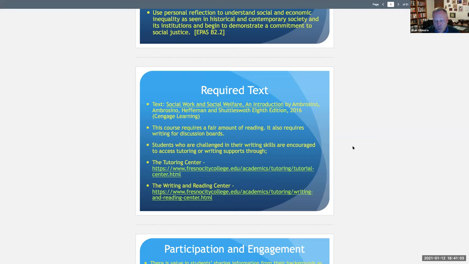The original text has, I believe, 16 chapters. For this particular class, we are only covering the first 12 chapters. So what Fresno City College did was they worked with the publisher and they were able to secure the creation of a condensed version of the textbook that only contains the 12 chapters that we're covering. I would say that if you're a person who is seriously thinking about a career in social work, the original text would be a good foundational reference tool for you to have for future classes. If you're thinking about moving on to a bachelor's program or a master's program in social work, I would highly encourage you to think about buying the original textbook.